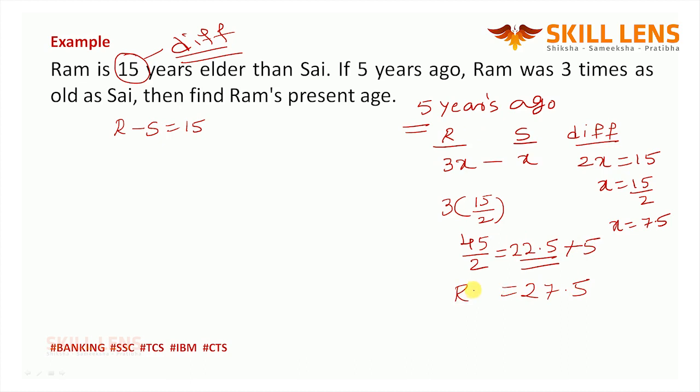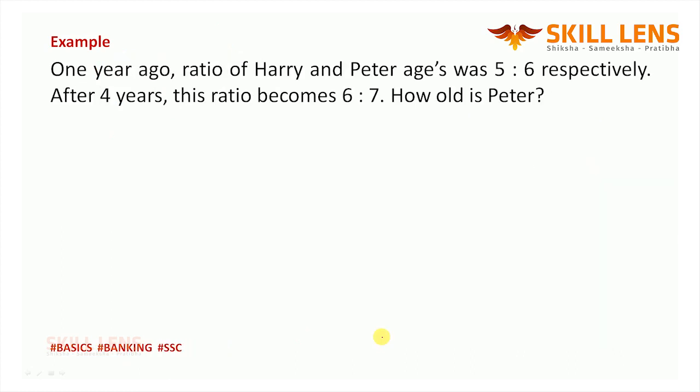So whose age is this? Ram's age. If you want the present age of Sai, how are you going to do it? Sai is 7.5 now. So add 5. So I can say that's going to be 12.5 years. Yes. So this is how you need to answer your questions. Hope everybody understood this question. These types of questions, definitely you can see in banking, SSC, TCS, IBM and CT. Yes. Hope everybody understood this.